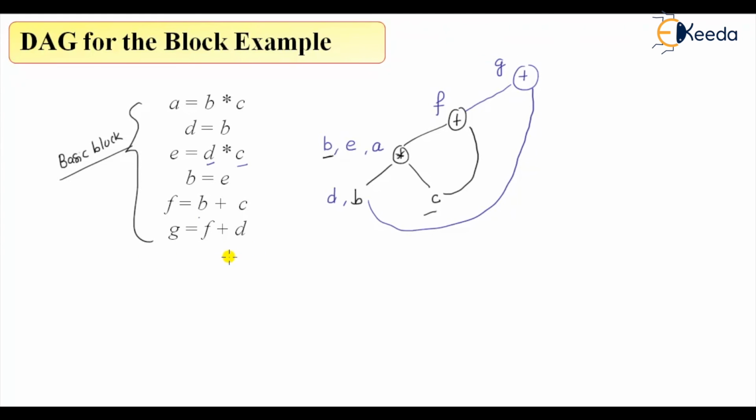So this is the basic block for this second example. This is also a basic block converted into a directed acyclic graph, converted into a DAG. I hope you agree with this example. Thank you.